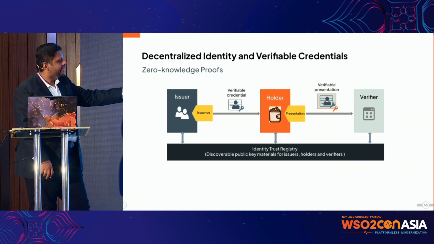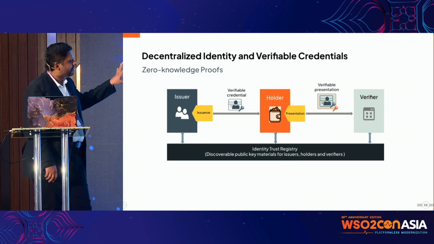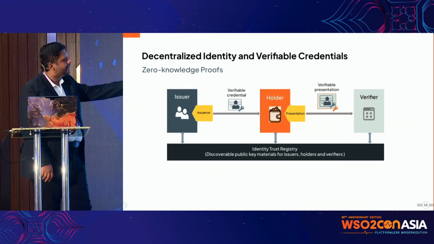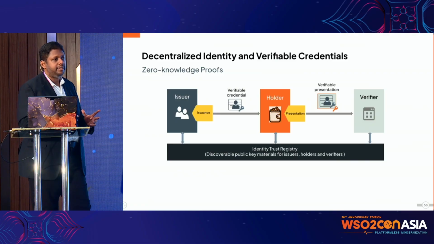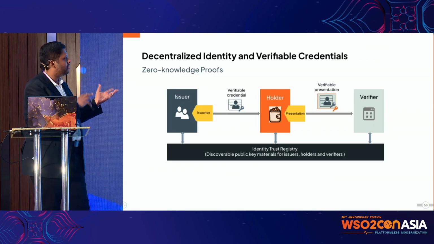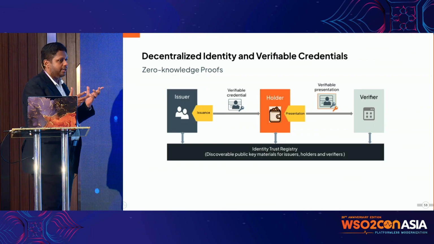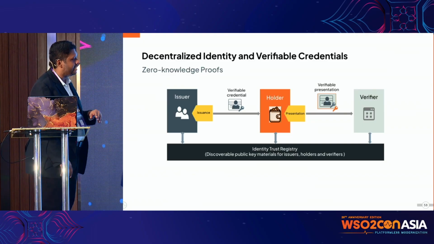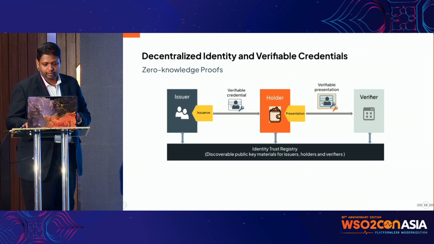So this is why this architecture is called zero knowledge proofs, because even the issuer doesn't know that the holder is using this credential in order to get access to the verifier. So it's really privacy preserving. The issuer doesn't know what the holder is doing, and the verifier doesn't know anything about the issuer, right? So it all depends on this identity trust registry. That's what really makes this very scalable and really privacy preserving.